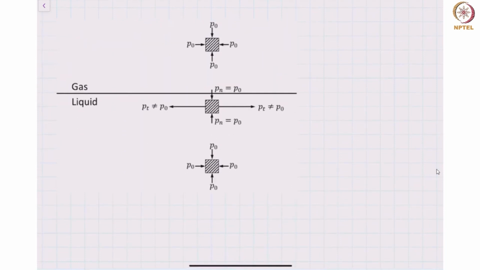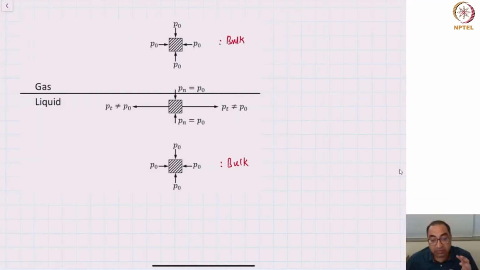So we start with the bulk. This is in the bulk. You're again in the bulk here, but in the gas phase. Now, Pn is basically because of repulsion. Pt is dominated by attraction. There's a longer range attraction in the horizontal, whereas there is a short range repulsion in the vertical. And therefore, when you come close to an interface, Pt is much larger than Pn. And this will manifest as a net attractive force.